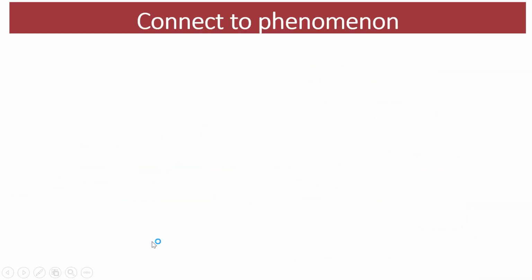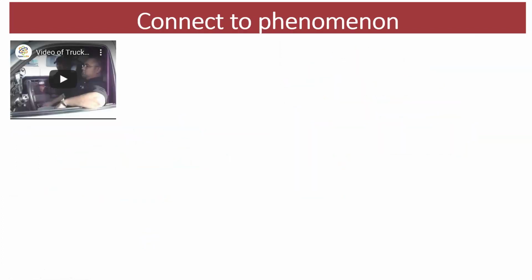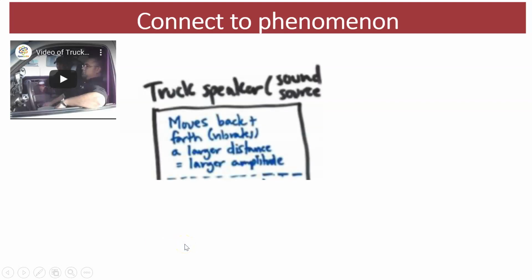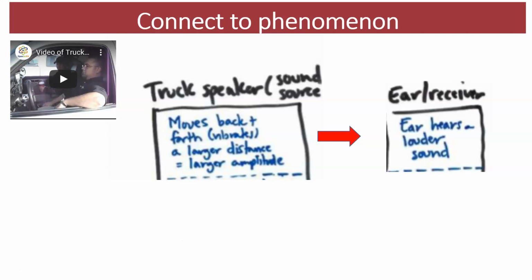So in our speaker and window phenomenon, we now know more about how that speaker was behaving when the sound was made. When the truck speaker makes sound, the speaker itself is moving back and forth. It vibrates. And if it moves back and forth a great distance from rest position, it has a large amplitude. And what do our ears hear? With a large amplitude, do we hear a loud or soft sound? Yes, we hear a loud sound. Higher amplitudes produce louder sounds.